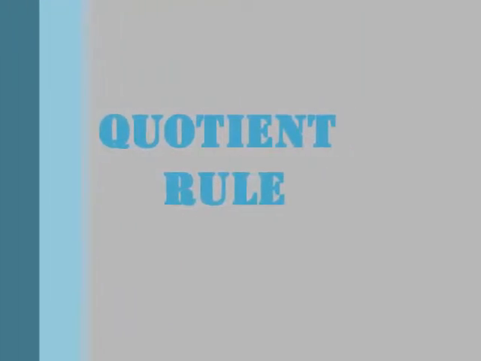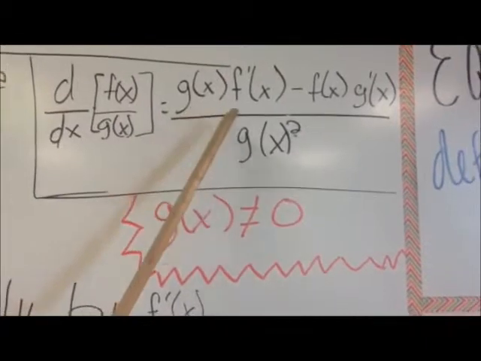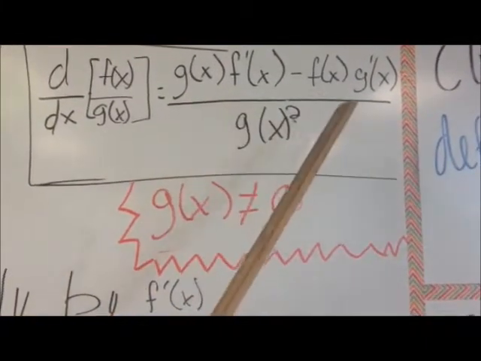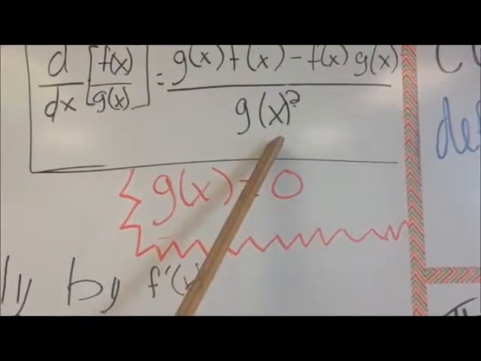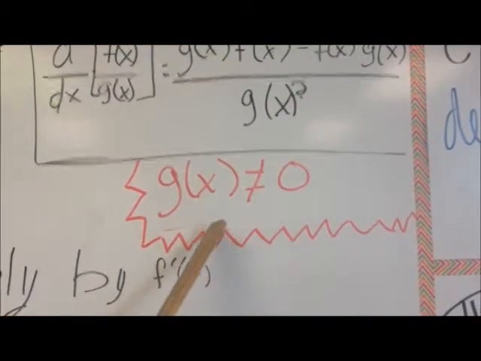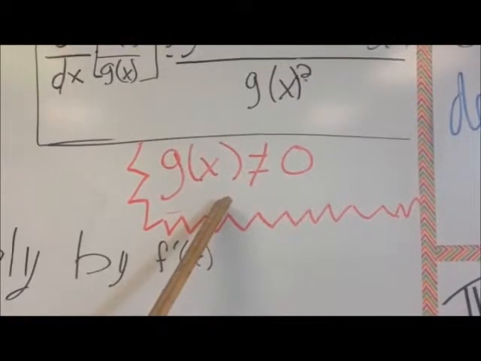Lastly, you want to solve the quotient rule: g of x times the derivative of f of x minus f of x times the derivative of g of x, all over g of x squared. But g of x can't equal 0.